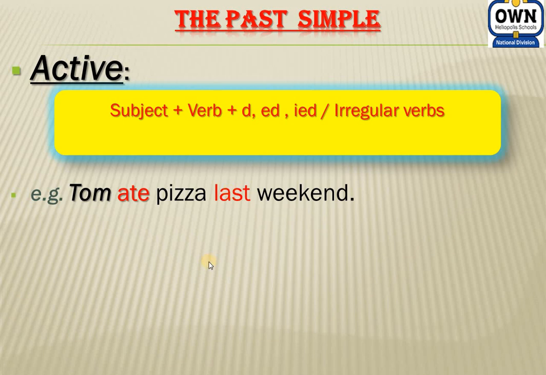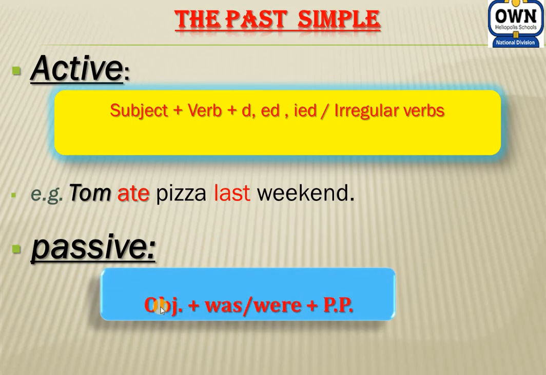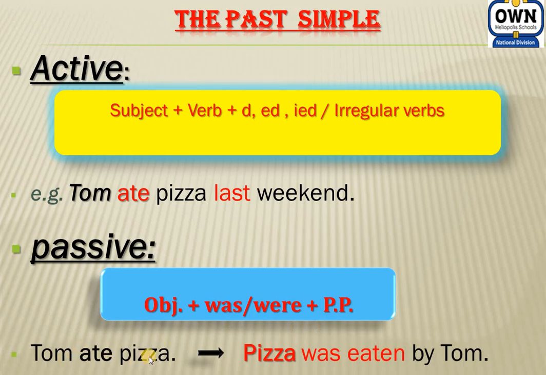So the rule is the following. We put, number one, the object at the beginning of the sentence. Then was or were, plus past participle. So it is like the following. Tom ate pizza. The passive is: pizza, the object. Was, because pizza is singular, as we said before. Eaten by Tom. Pizza was eaten by Tom.